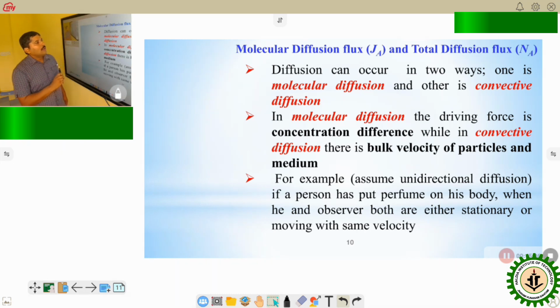Now, the diffusion can occur in two ways, which I have also explained. One is molecular diffusion, another one is convective diffusion. In molecular diffusion, the driving force is the concentration difference. If we consider convective diffusion, there is the bulk velocity of particles and the medium also, which will affect it.